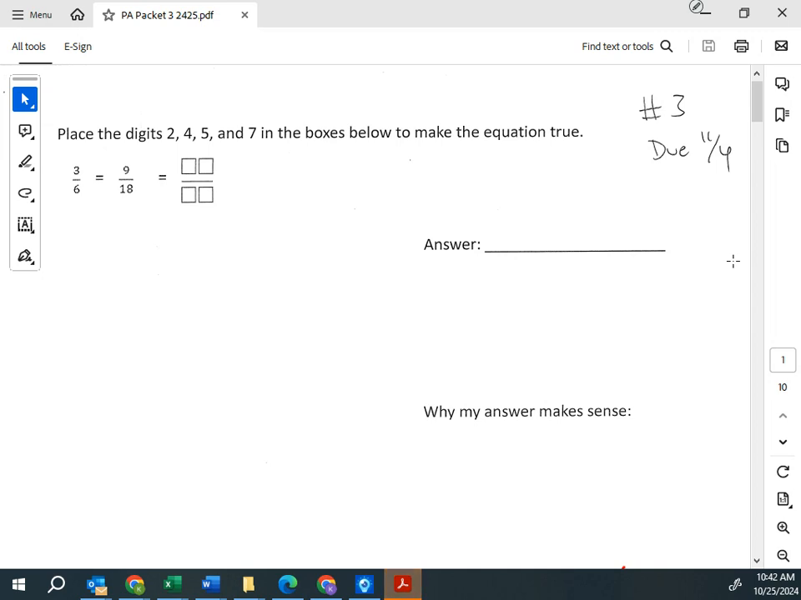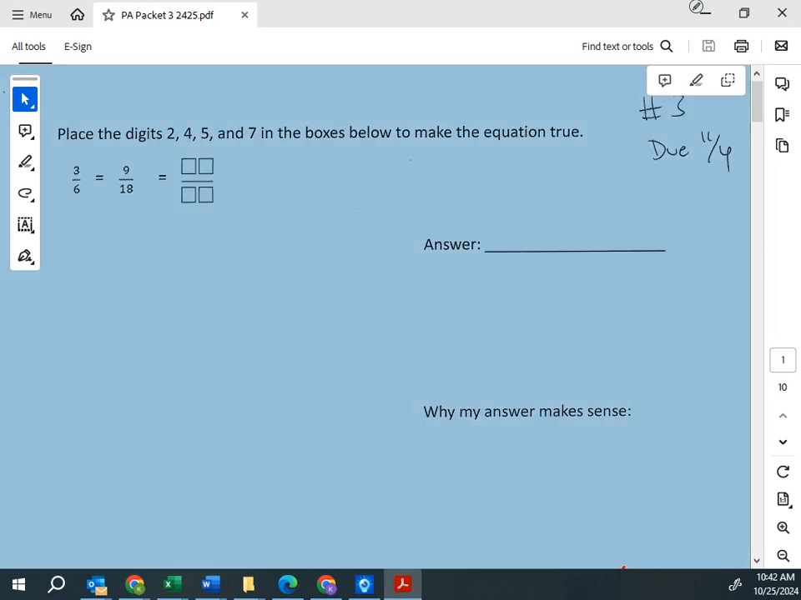Our second page. I need to scroll up from way over here.